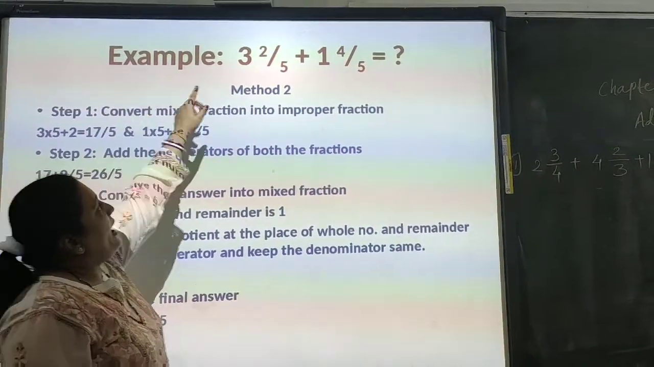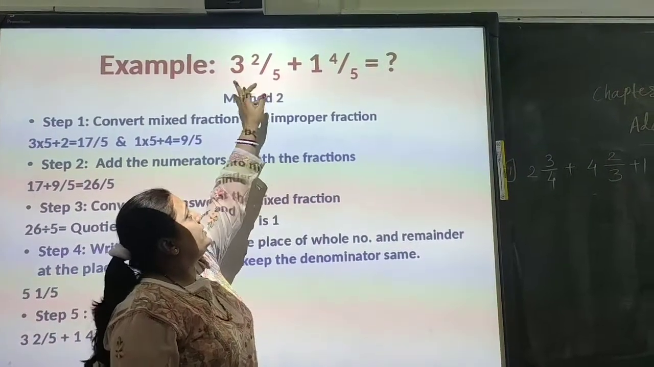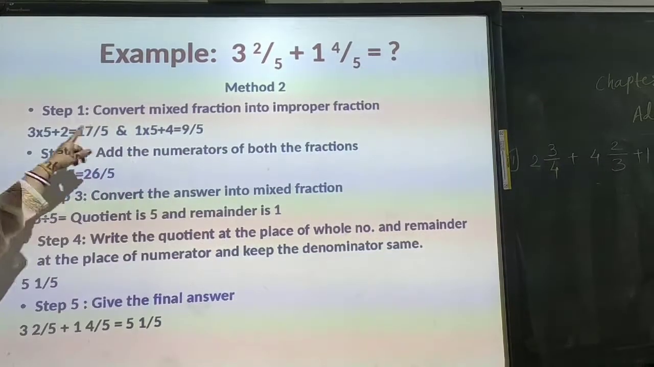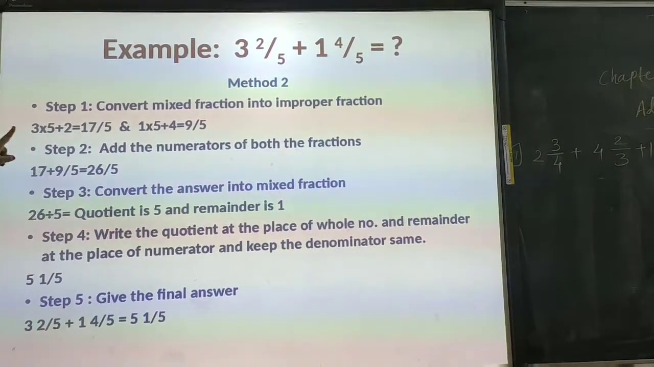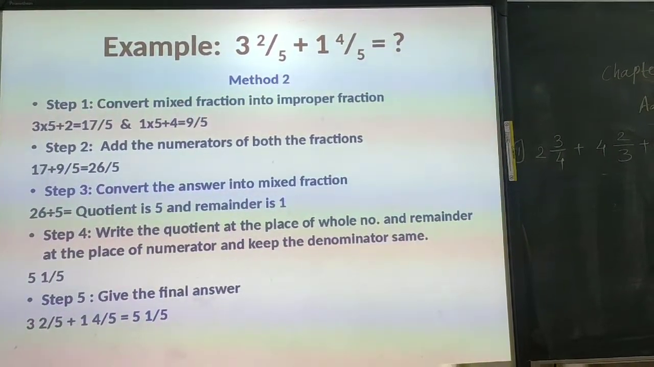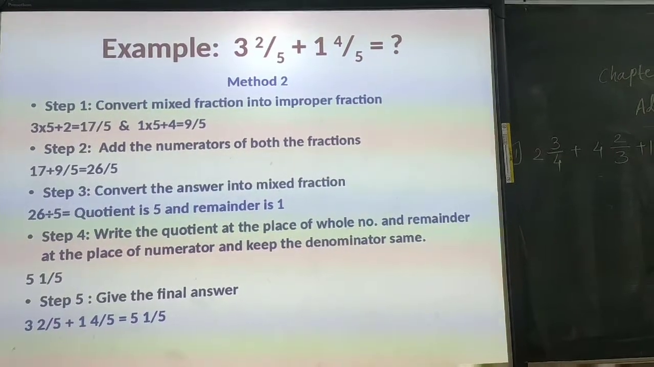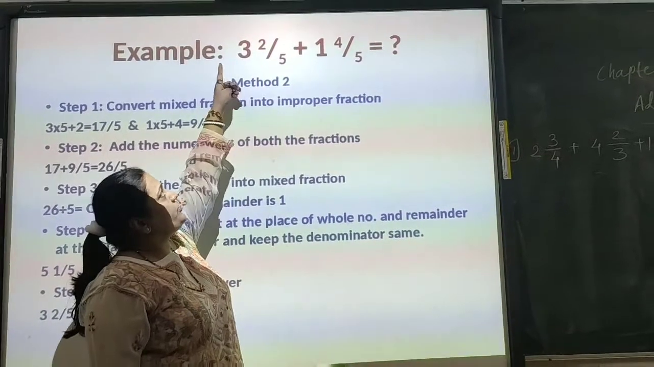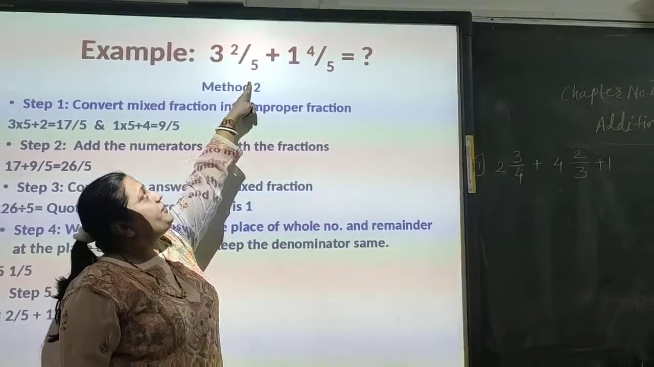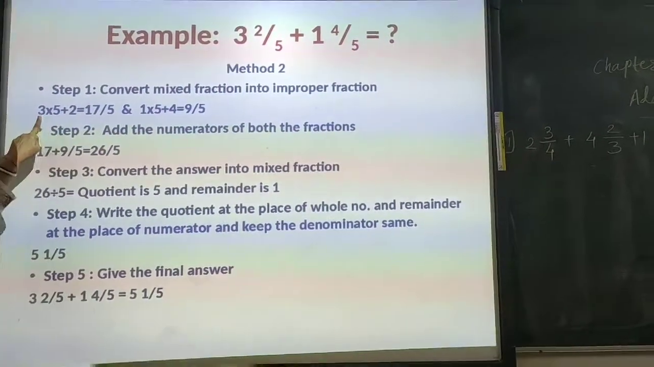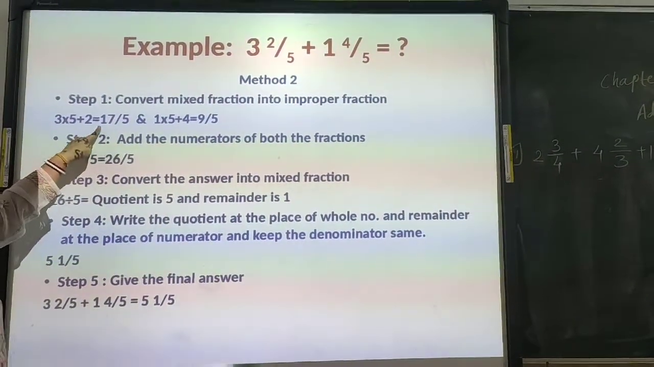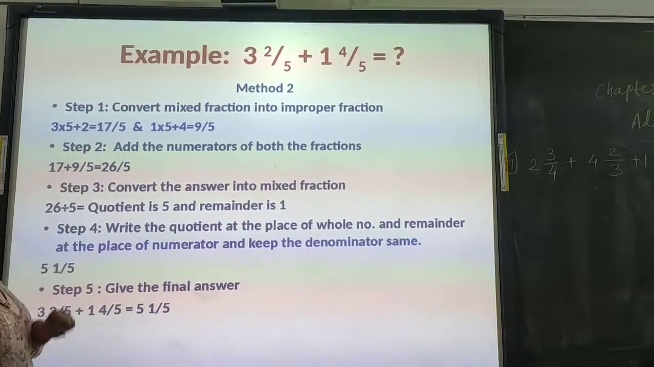First we have seen add mixed whole numbers, then add fractions. Now here is another method. So in this method, what is step 1? Convert mixed fraction into improper fraction directly. We have seen how to convert mixed fraction into improper fraction. Multiply whole number with denominator and add numerator. So 3 into 5 plus 2. 3 5s are 15 plus 2, 17. So answer is 17 by 5.